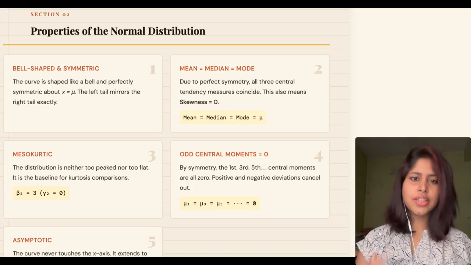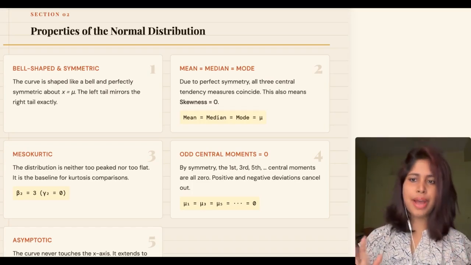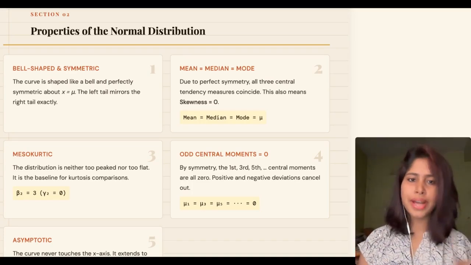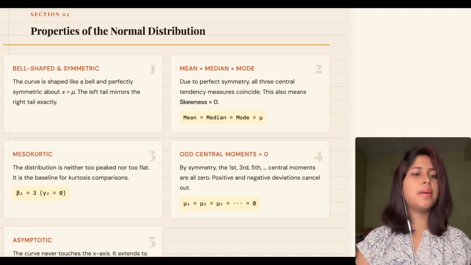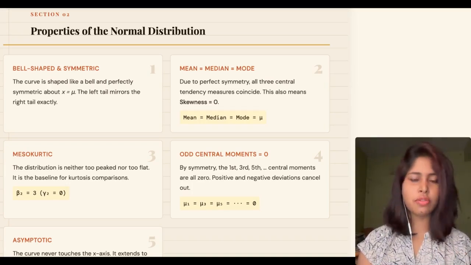And because of this, the skewness is zero. This distribution is perfectly balanced, not leaning left or leaning right. Okay, this is a balanced curve. Now coming to the next property which I can see, that is the mesocurtic. The coefficient of skewness is zero.